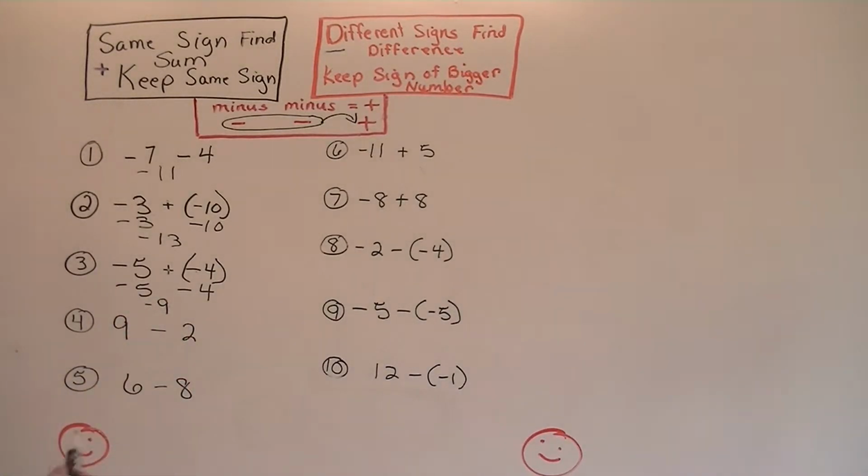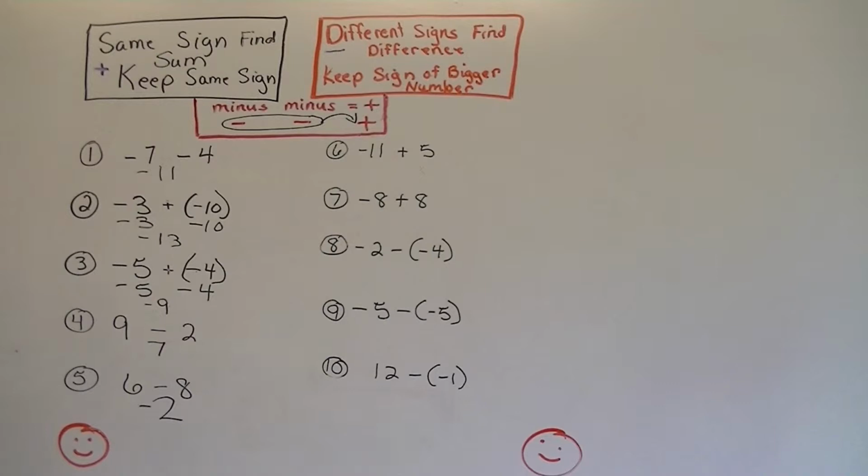Number 4 is different. We have a +9 and a -2. That puts us at the different signs rule. And it says that we need to find the difference, which is subtract, and keep the sign of the bigger number, which would be 9, and it's positive, so 7 would be positive. Number 5, we have a +6 and a -8. That puts us at the different signs rule, and it says we need to find the difference, which is subtract, and keep the sign of the bigger number. If we think about the absolute value, 8 would be bigger, and it's got a negative in front of it.